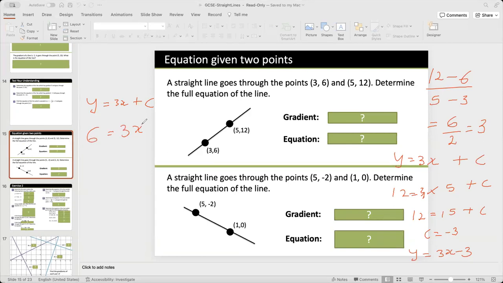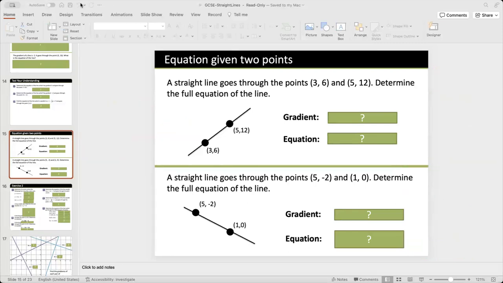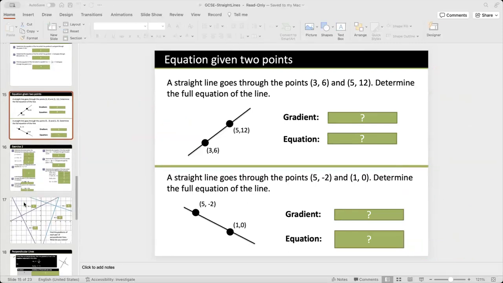It will be 3 times 3 plus c. So it will be 6 equals 9 plus c. Then c equals 3 minus 3. So the same thing, y equals 3x. So any coordinate you use, you should be fine with it. So that's how to determine a straight line equation.